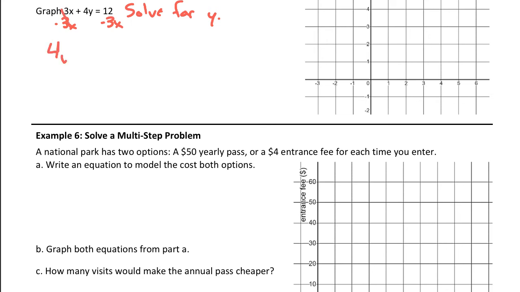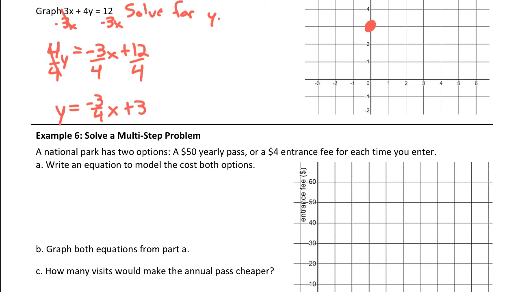So this is 4y equals negative 3x plus 12. And then to solve for y, I am going to divide both sides by 4. And that means divide everything by 4. So my equation is y equals negative 3/4 x plus 3. Meaning I have a y-intercept of 3 right here and a slope of negative 3/4.